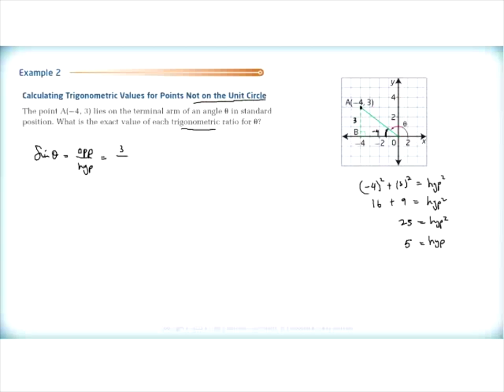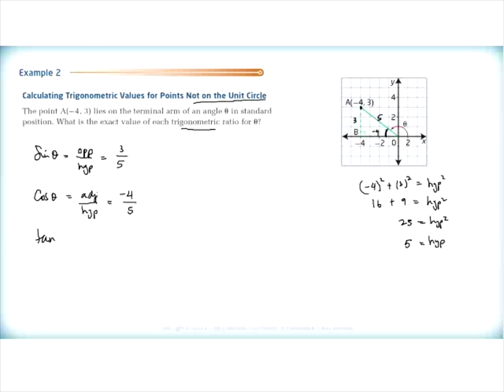So the sine of theta is equal to opposite over hypotenuse, which in this case, if you look at your reference angle, that's the angle we look at when doing this. If you look at this angle here, the opposite side is 3. The hypotenuse I just found was 5. So sine of the angle is 3 over 5. The cosine of the angle is the adjacent side over the hypotenuse. The adjacent side in this case is -4. The hypotenuse is 5.